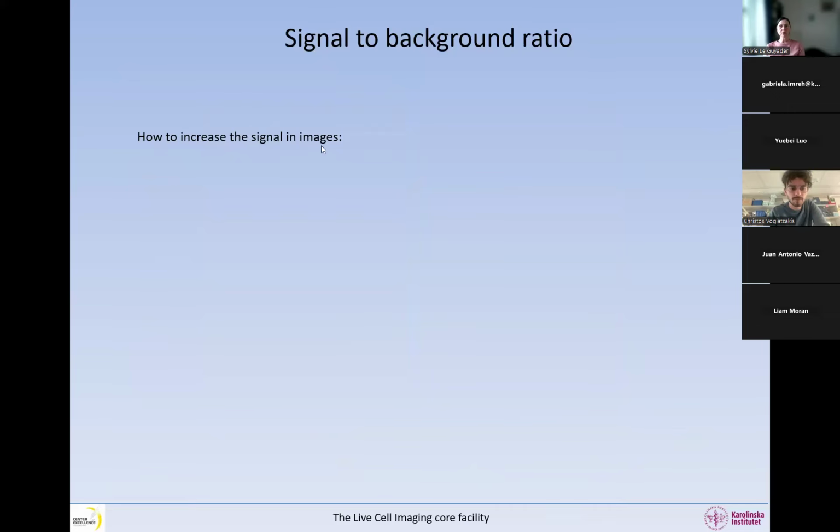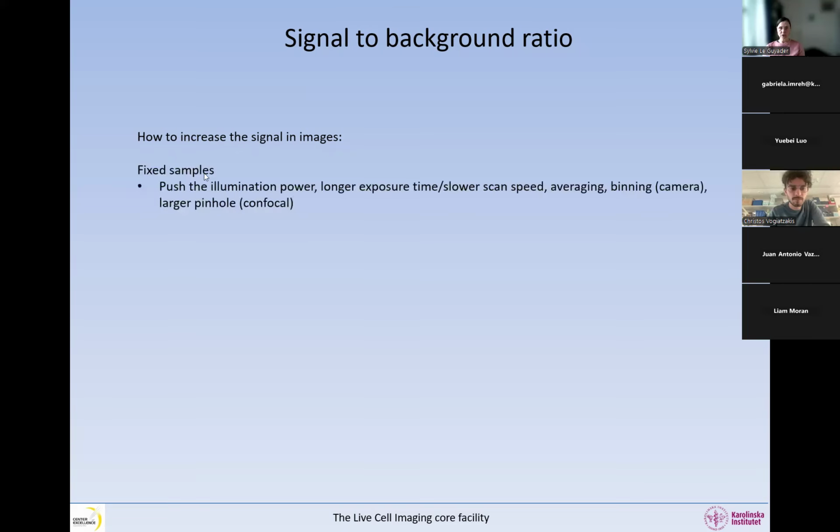So when we want to work on the signal to background ratio, one thing that we would like to do maybe is increase the signal. So how do we increase the signal in the images? In fixed samples, we don't care too much, there's no phototoxicity. So we can bleach, but no phototoxicity at least. So we can push the illumination power, push these lasers. Some people just stay on 1% all the time. No, we can change. Don't be scared of changing the settings. Push the illumination power, use longer exposure time, maybe slower scan speeds. You can use averaging, we will see that later.